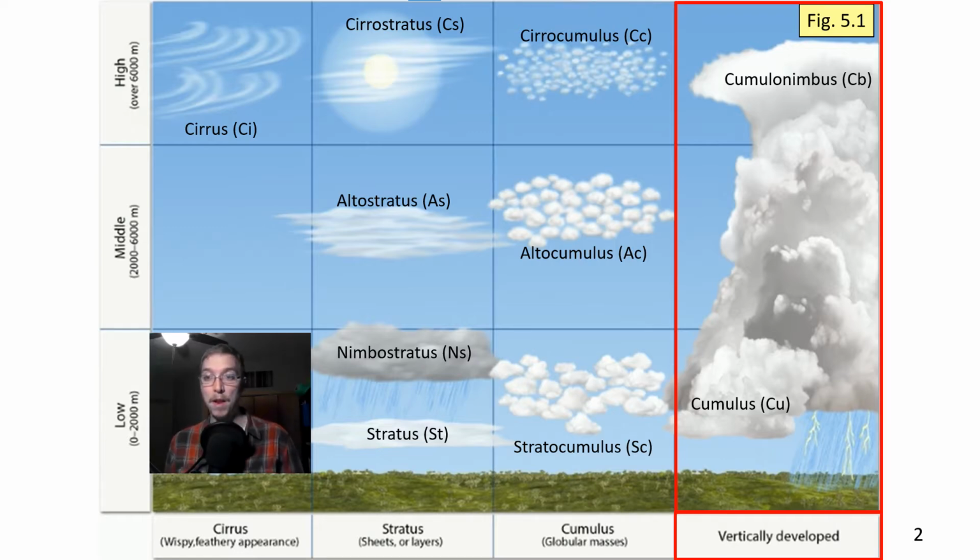Additionally, the term nimbus, which is Latin for violent rain, is used in the name of a cloud that is a major producer of precipitation.